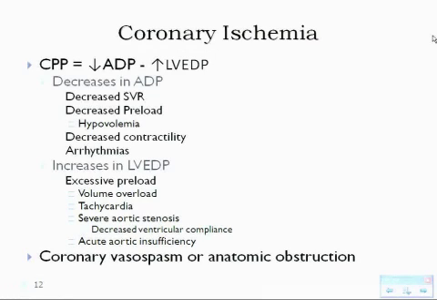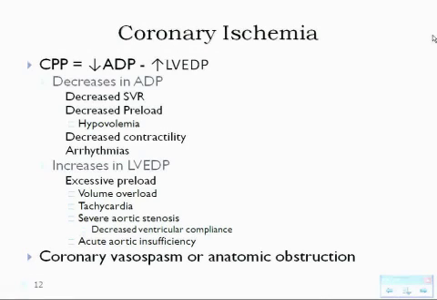On the other hand, what will increase LV-EDP are things that cause excessive preload, such as volume overload conditions. If you give somebody 6 liters of fluid, you may actually push them into ischemia and develop congestive heart failure, which we'll talk about later on.